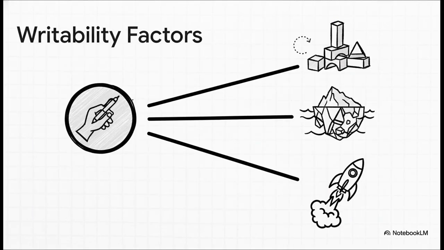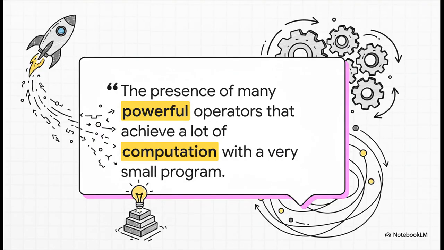Now, some of the key factors here are going to look pretty familiar. Simplicity and orthogonality are just as important for writing code as they are for reading it. But we also have 2 other huge factors: support for abstraction, which lets us build our own tools and hide the messy details, and something called expressivity. Expressivity is a fantastic concept.